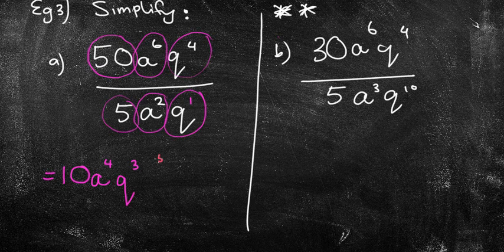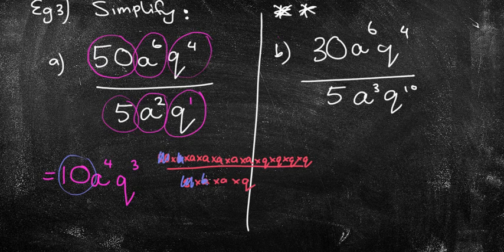What you're going to have is, I'm going to try to do it small here, 50 times 1, 2, 3, 4, 5, 6 a's, and then 4 q's, 1, 2, 3, 4, all over, and then I'll get 5 times a times just 1 q. And what you're going to see is, after I do my 50 divided by 5 is 10, we're going to cross the a's off, so 1 on top, 1 on bottom, 1 on top, 1 on bottom, and then I'm going to cross 1 of the q's off. I'm left with a to the power of 4, and then I'm left with q to the power of 3, which works out.